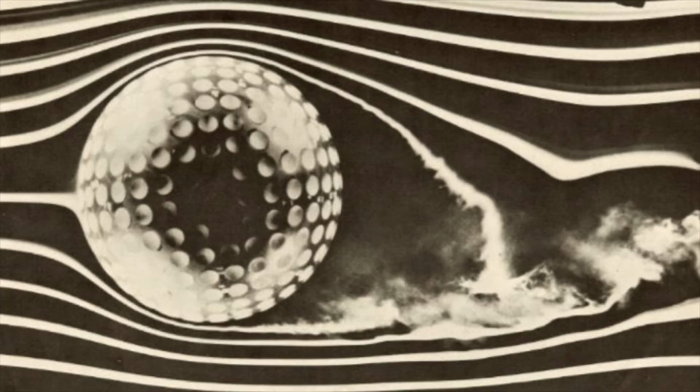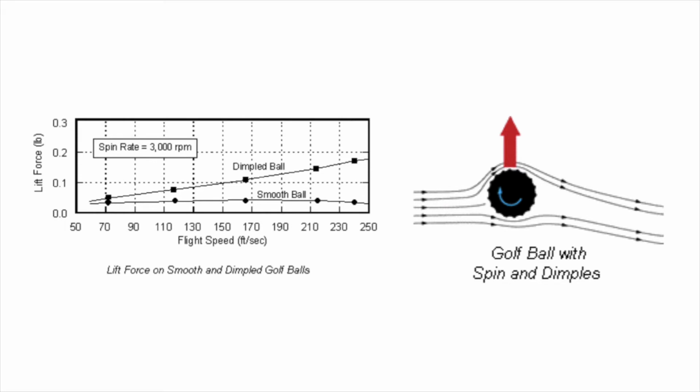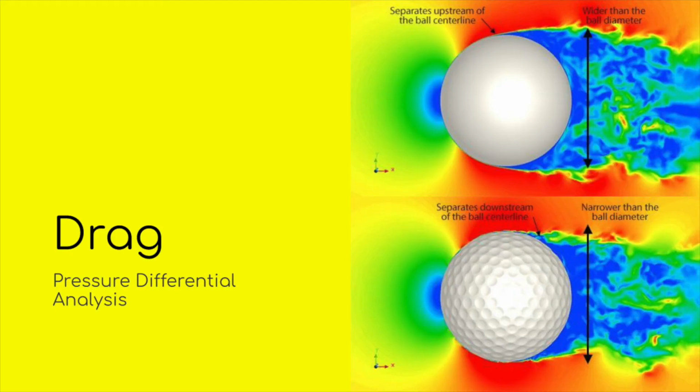Here's a photograph visualizing the trajectory of air around the golf ball. As you can see, it's similar to a wing. It's been shown experimentally that when a golf ball has dimples versus when it doesn't, at a given flight speed and spin rate, the dimpled ball will generate more lift force. The main reason, however, why golf balls have dimples is because they reduce drag.